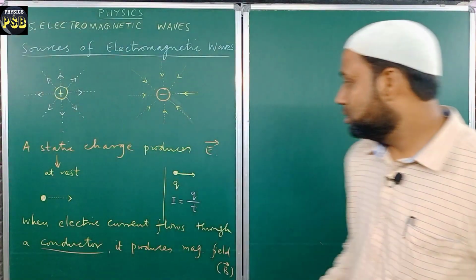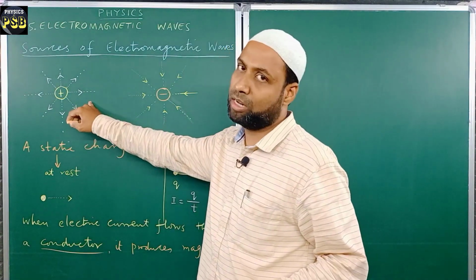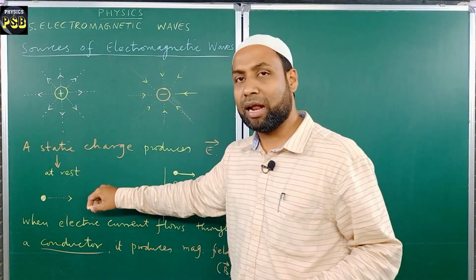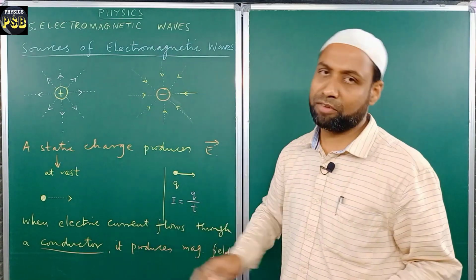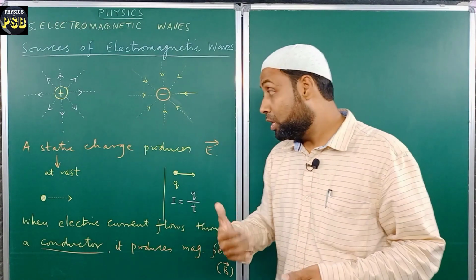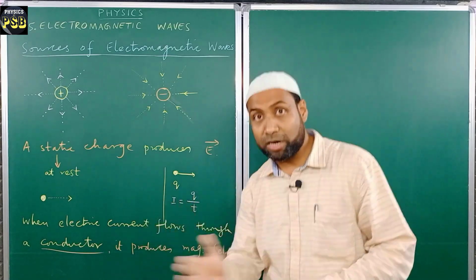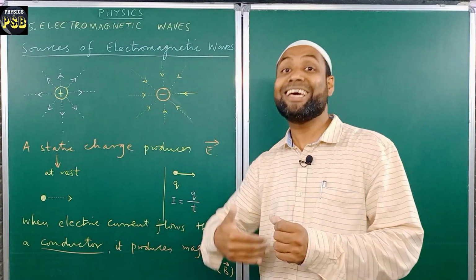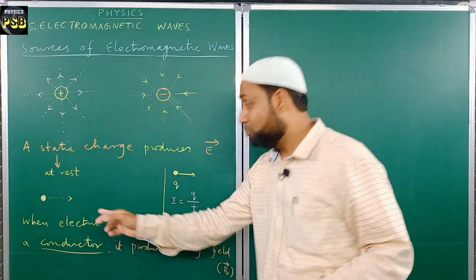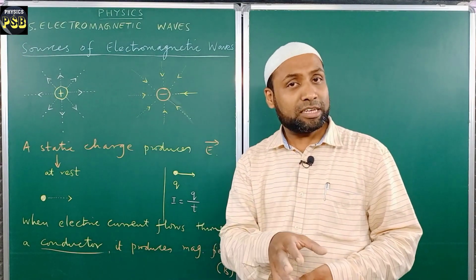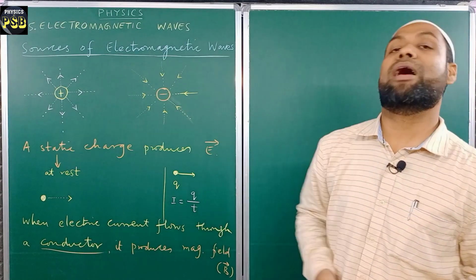Clear? So from this it is clear that when charges are at rest, they produce an electric field. When they start moving in a particular direction in a conductor, it constitutes electric current. Due to the flow of current in a conductor, it produces a magnetic field around it. Now, when these charges start accelerating, it means their velocity is increased or reduced. In such a case, along with the electric field, they also produce a magnetic field.